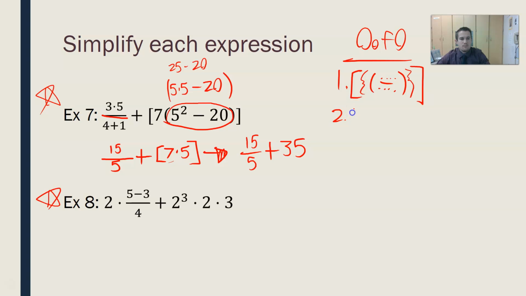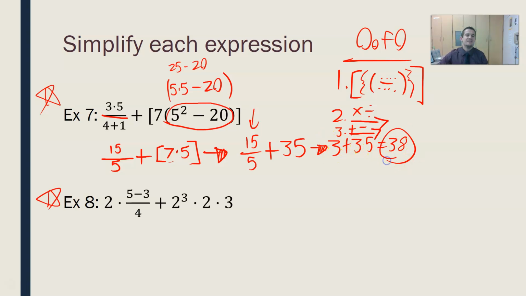Now I better do multiplication and division from left to right. Well, here's some division. So moving from left to right, I need to do 15 divided by 5, which is 3. So I have 3, and then plus 35. Since I've done all my multiplication and division, I next do addition and subtraction from left to right. 3 plus 35 is 38. Okay, I'll leave you to do this one on your own.